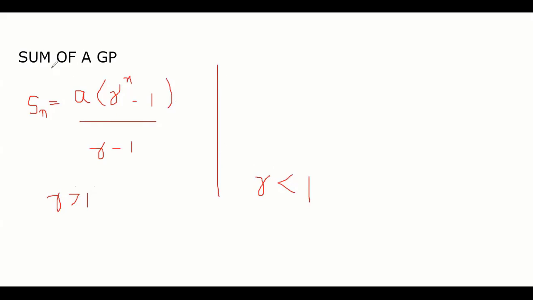If R is less than 1, then your formula just changes in reverse. It becomes 1 minus R to the power n by 1 minus R. You see, both the numerator and denominator reverse in the negative sign. But you cannot take it outside because it's R to the power n. So 1 minus R to the power n divided by 1 minus R if R is less than 1. And if R is more than 1, that is the formula.